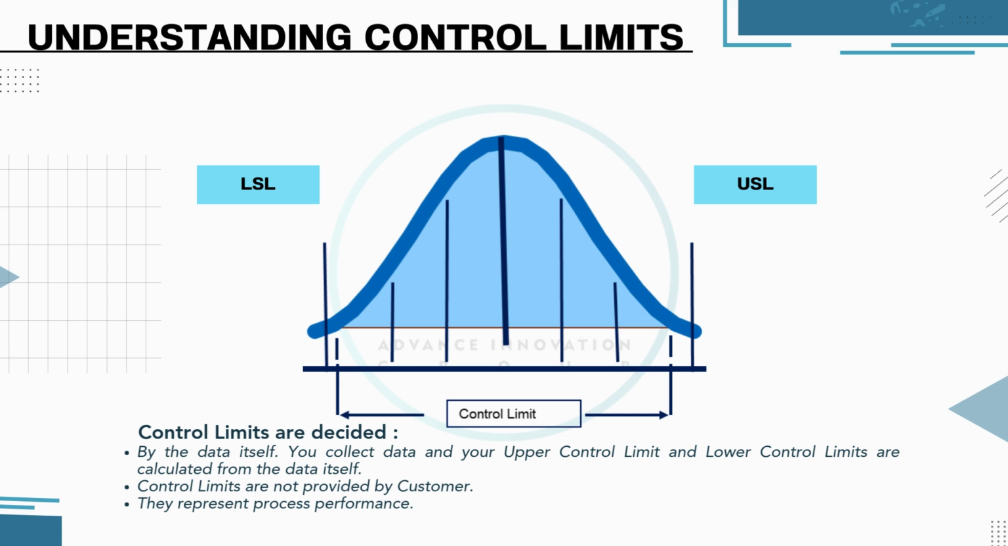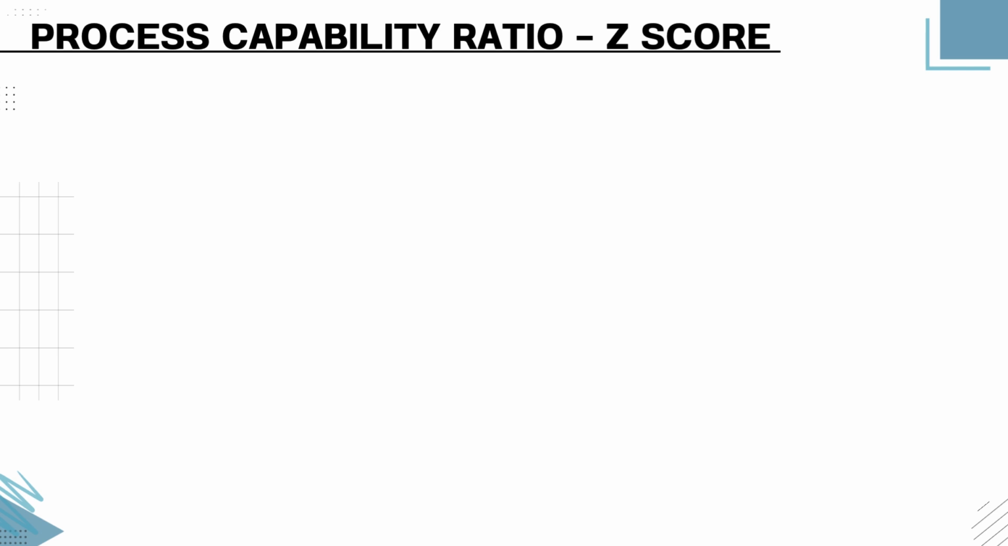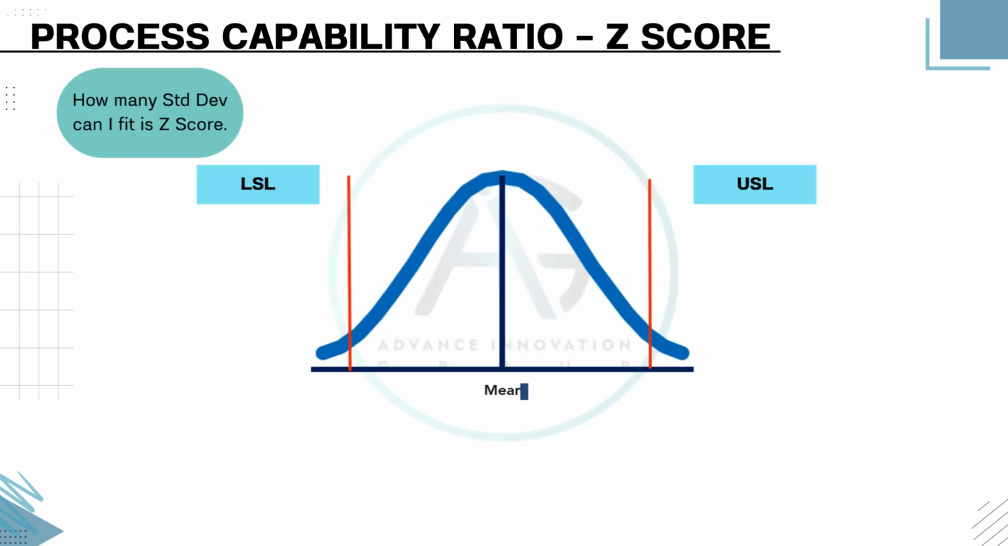Control limits are decided by the data itself. You collect data, and your upper control limit and lower control limit are calculated from the data itself. Control limits are not provided by the customer. They represent process performance. Process capability ratio, Z-score: how many standard deviations can I fit is the Z-score.